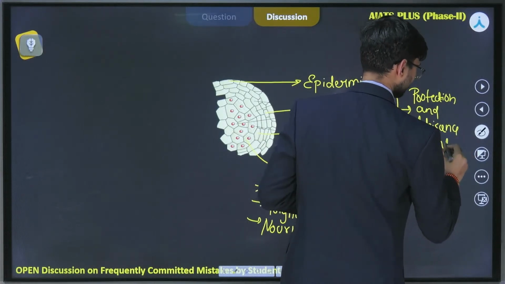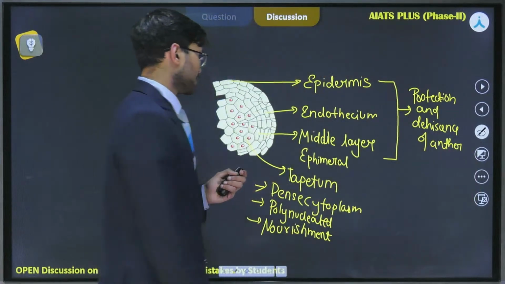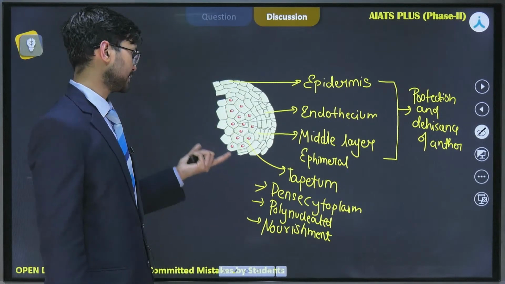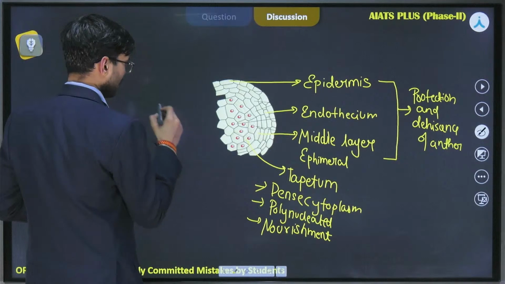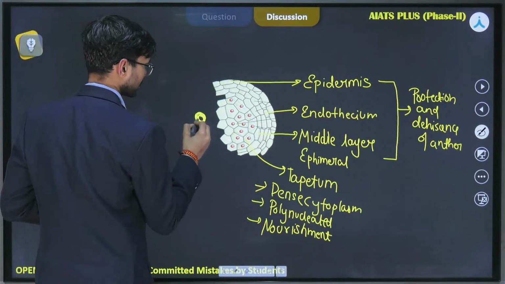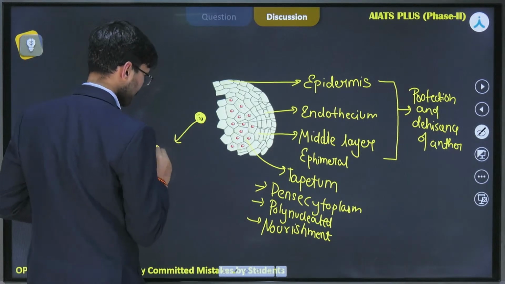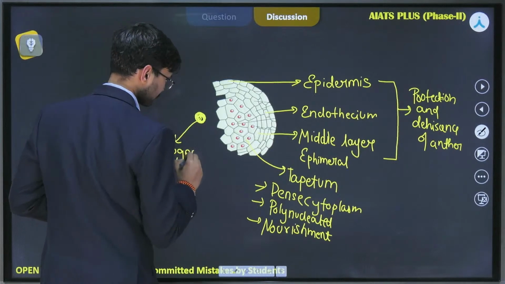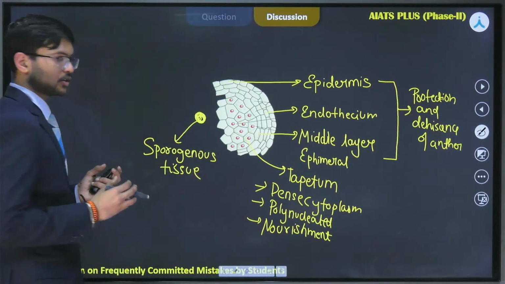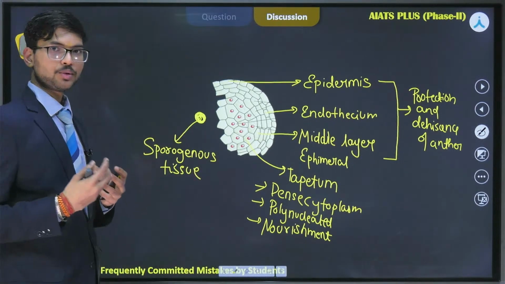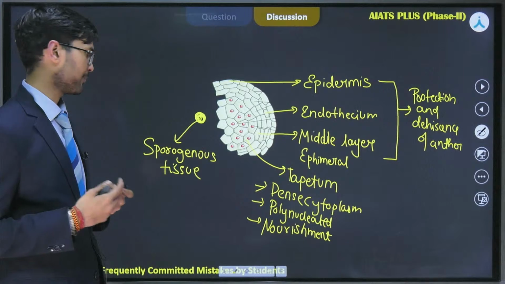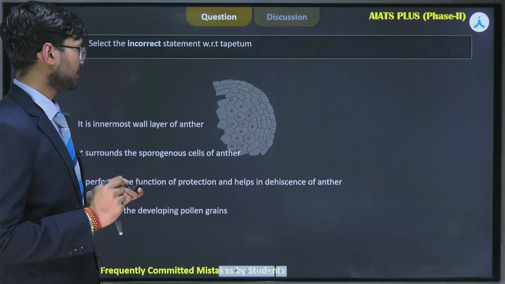Okay. So this is the detailed structure of each layer seen here, right? In the middle of the microsporangium, you will see compact cell structures which are called sporogenous tissues. These compact cells are able to produce pollen grains during the maturity of the anther. Okay, so let's see the options.